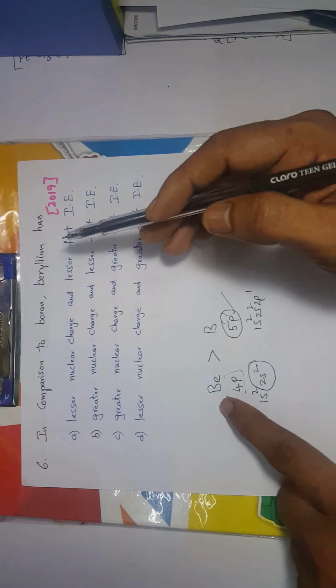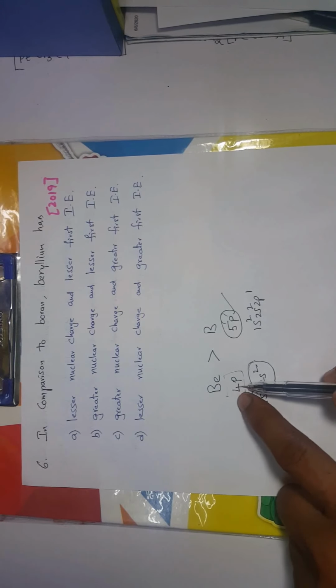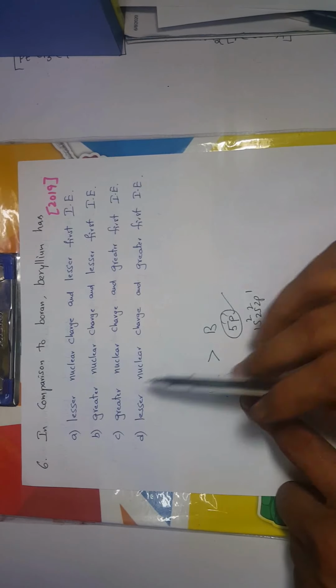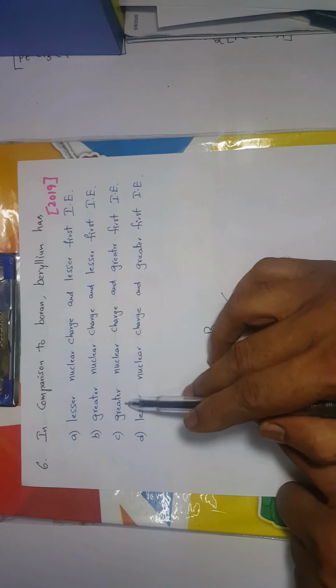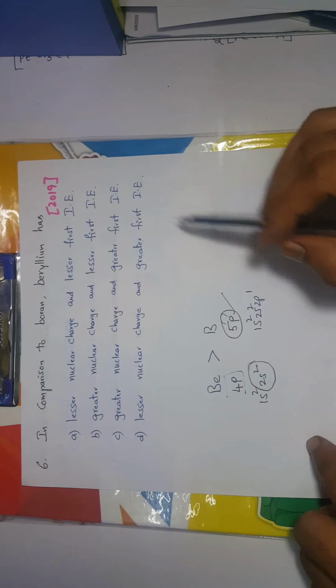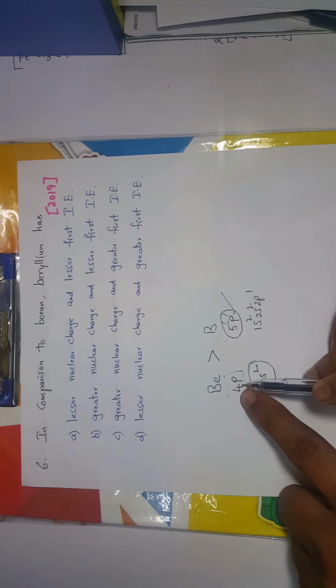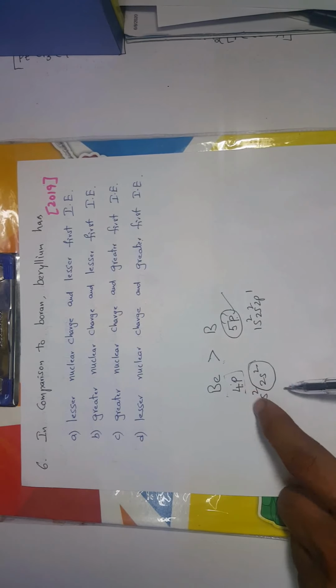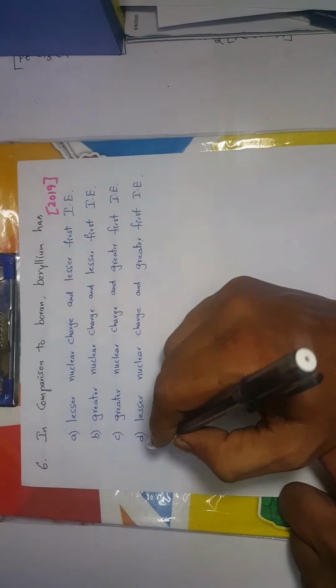Beryllium has lesser nuclear charge, yes, correct. But ionization energy is greater. So greater nuclear charge is wrong. Lesser nuclear charge and greater first ionization energy. So nuclear charge is 4, less than boron, but ionization energy is greater because of the completely filled s orbital. So this is the answer.